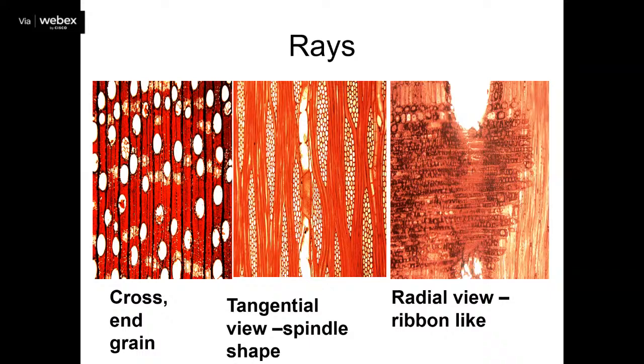In three directions, how does it look? In the cross section, how does it look? In the tangential section, rays look spindle shaped. The same rays in the radial section look ribbon like. When we study under the microscope, we have to see all these things. In the cross section, how it is arranged. In the tangential, we do the measurements and count the number of cells. In the radial section, we see whether it is homocellular or heterocellular, and whether anything else is present. All these characters we have to note down.